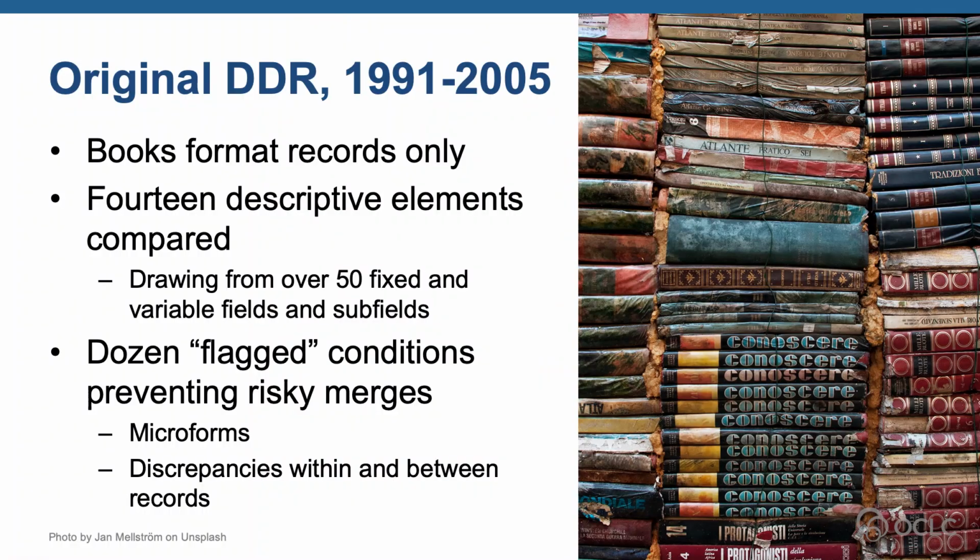Additionally, there were a set of about a dozen or so what we called flagged conditions that prevented merges in situations that we determined to be too risky. Several of the flags resulted in the setting aside of all records for microforms, which were not deduplicated. Other flags took into consideration the degree of internal consistency within each record and between pairs of records, particularly discrepancies of dates, places, publishers, and edition statements.